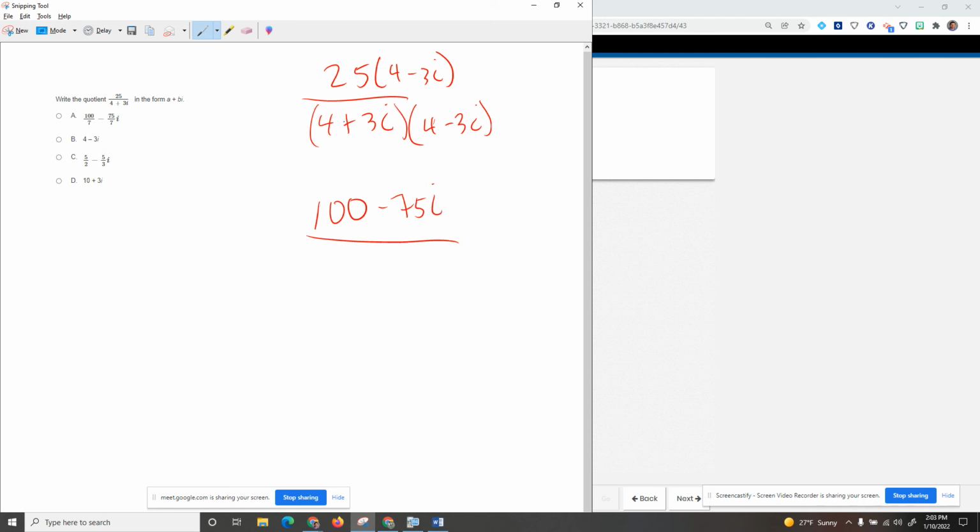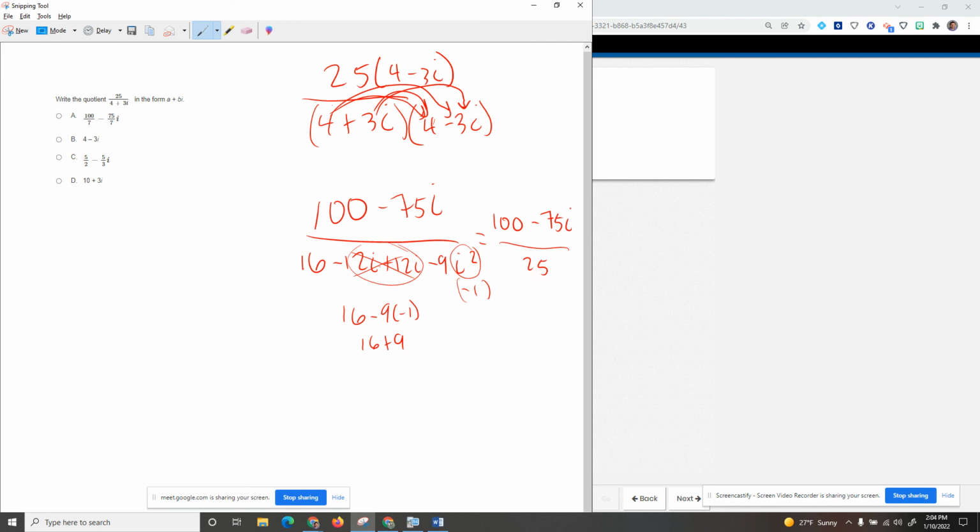That's all divided by, I'm going to FOIL these together. 4 times 4 is 16. 4 times negative 3i is negative 12i. 3i times 4 is positive 12i. Those will add to 0. That was the whole point. And then 3i times negative 3i is negative 9i squared. So you have 100 minus 75i. The middle terms add to 0. And then the i squared turns to negative 1. So you have 16 minus 9 times negative 1. So it's really like 16 plus 9, which is 25.